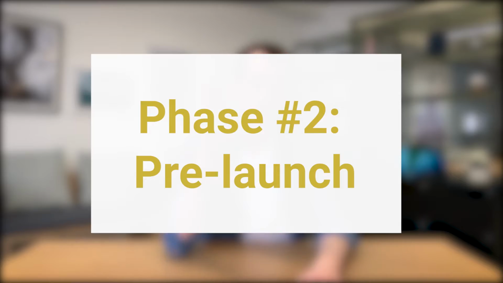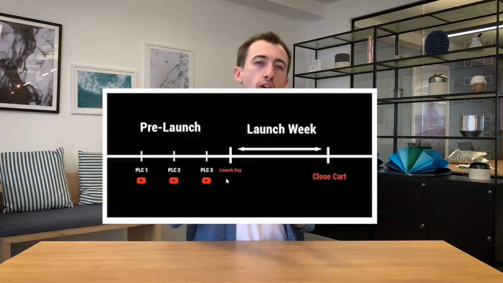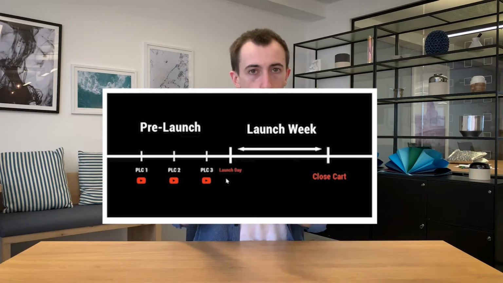Phase number 2 is the pre-launch. Alright, so now we get into the pre-launch, and this is usually around 30 to 40 days before the launch date. So now you kind of know when in your calendar the launch week is going to be, and now you start to get into that phase 2.